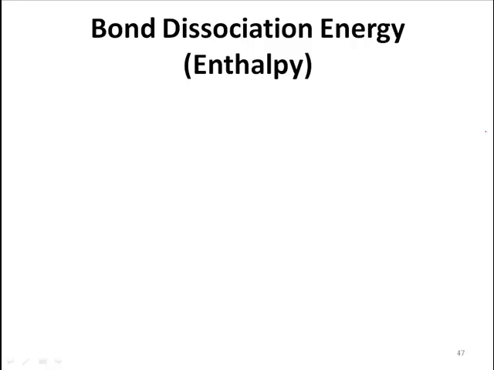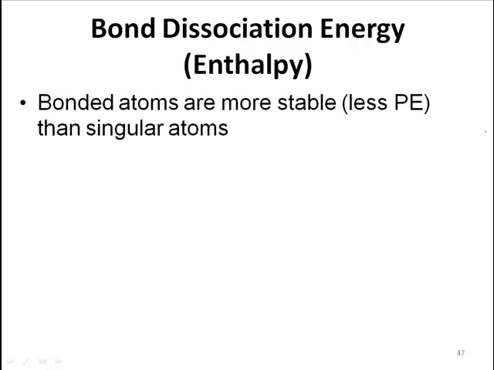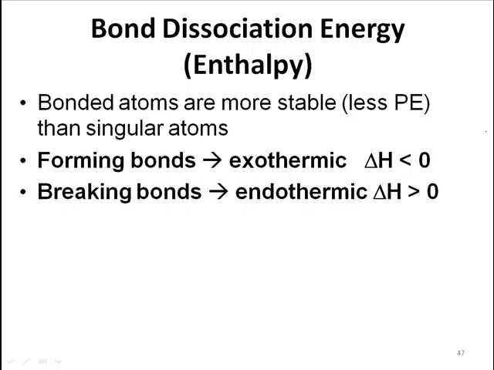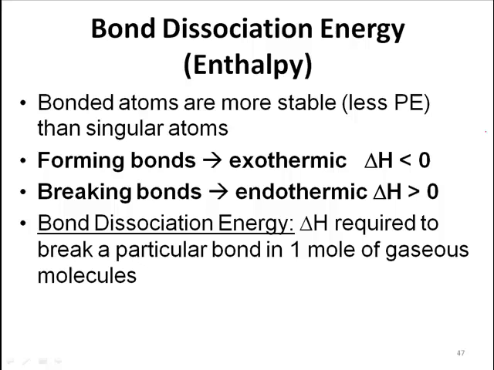Now, we've looked at bonds. We've looked at how they connect together. Bonded atoms are more stable than singular atoms. So when they connect together with a bond, they're more stable. Forming bonds is an exothermic process. So if you make a bond, it releases energy. If you break a bond, remember? It requires energy to be added in. Okay, with the magnets. Because of this, the bond dissociation energy is called delta H. The amount required to break a particular bond in 1 mole of a gaseous molecule is called the bond dissociation energy. The energy to break a particular bond.